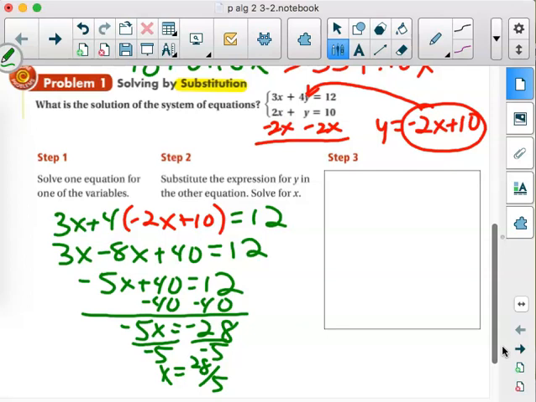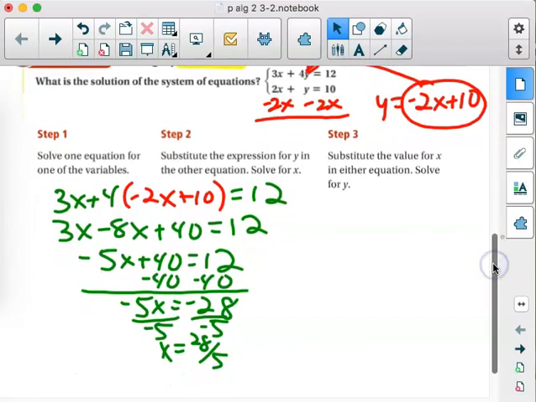So I have x equals 28 fifths, and I realize I'm not done. I need the x and the y. I need both of them. So I'm not done substituting. Step 3, substitute the value for x in either equation so that you can find y.